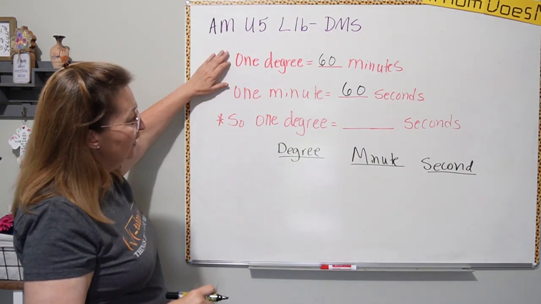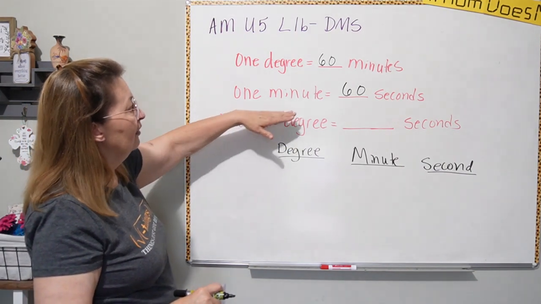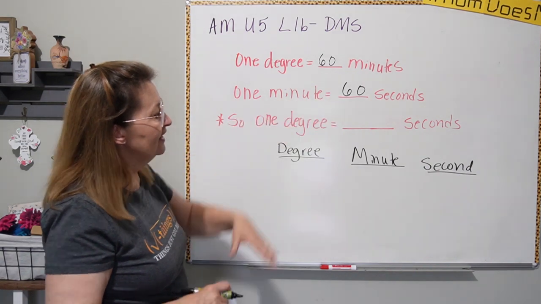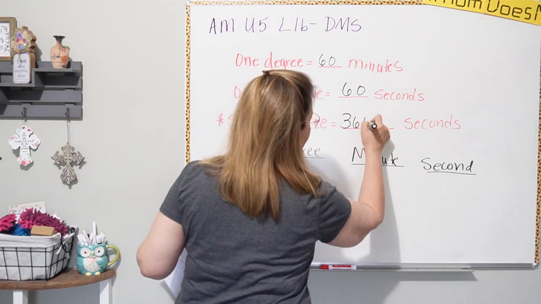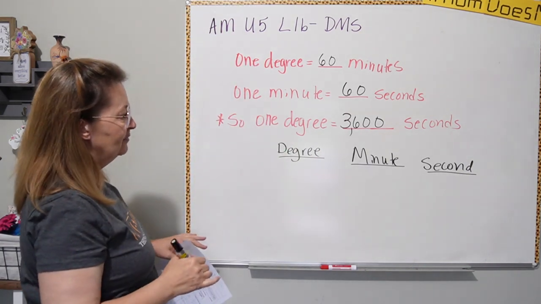So if we back up, how many seconds is 1 degree worth? Well, if every degree has 60 minutes and every minute has 60 seconds, then 1 degree has 3,600 seconds. We just multiply 60 times 60.